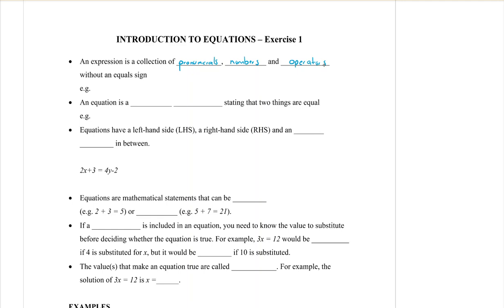Okay, so we had things like 4x plus 2y. That would be an expression. And we have a plus sign in there, which is our operator. We have letters and numbers. Okay, but the key thing is that there were never any equal signs in our expressions. So it says an expression is a collection of pronumerals, numbers, and operators without an equal sign.